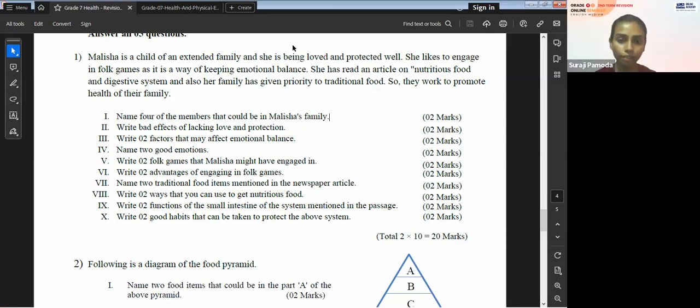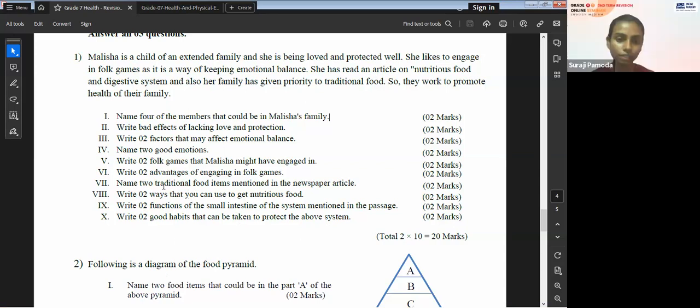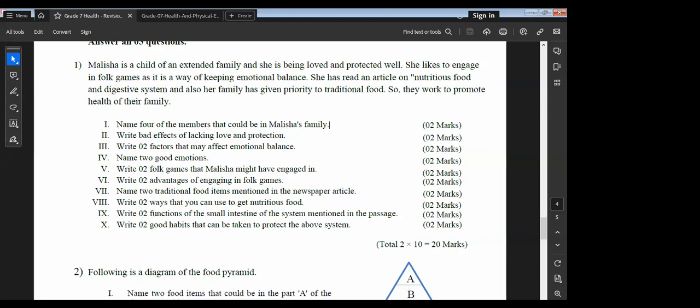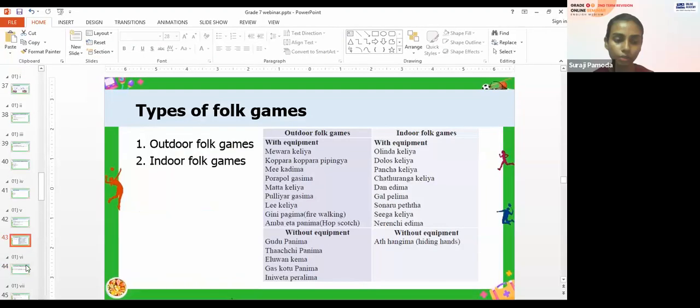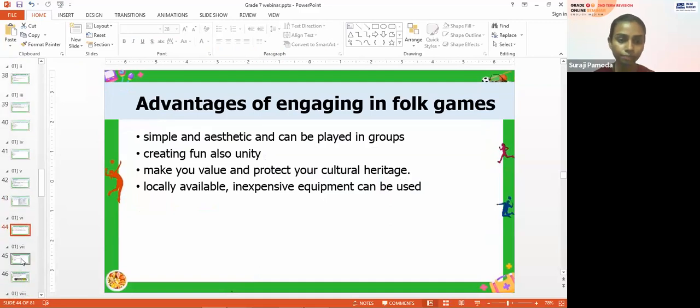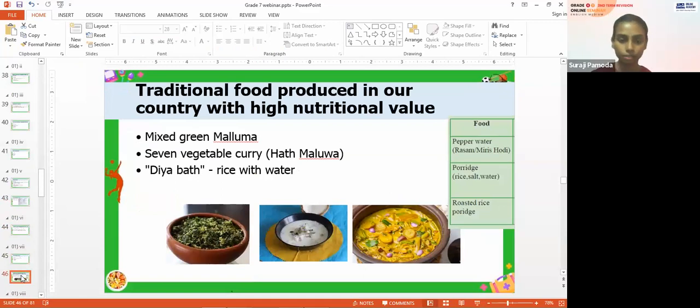Rice and curry. Yes, but try more specific. Vegetable curry. Milk rice. Yes. What about that curry? I didn't hear properly. 7 vegetable curry. Yes. 7 vegetable curries. Good, right?